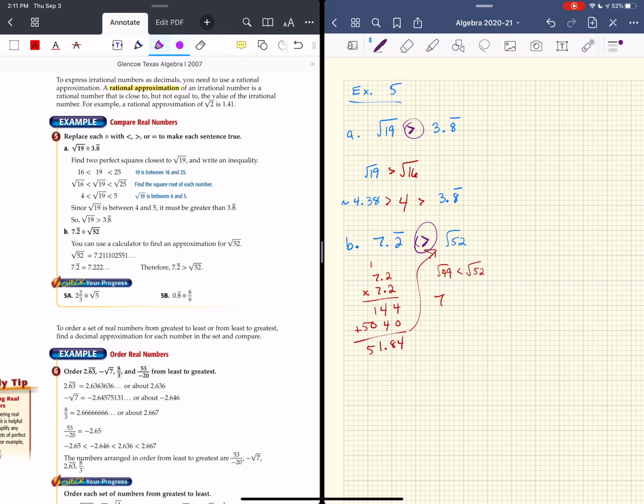So some of these you are going to need to use the calculator on for the homework. I will let you try that out for Check Your Progress 5A and 5B on your own. So go ahead and pause the video. 5, 4, 3, 2, 1, pause.